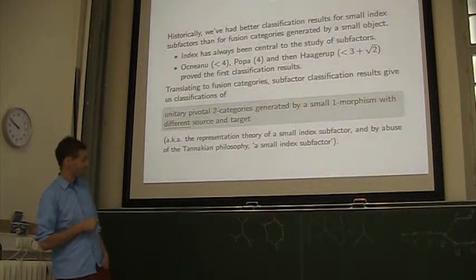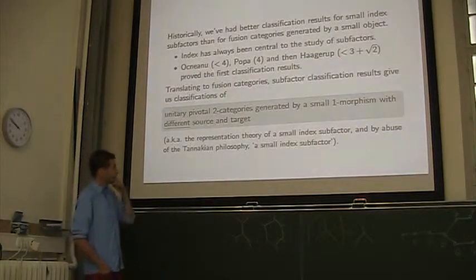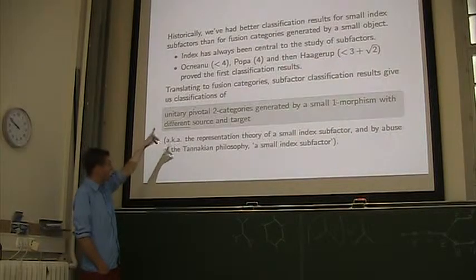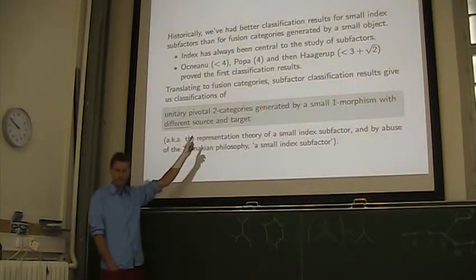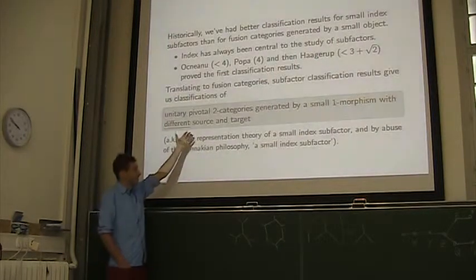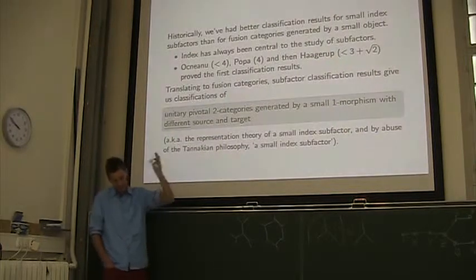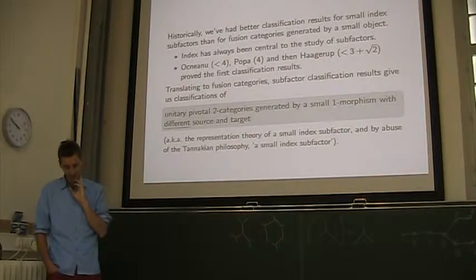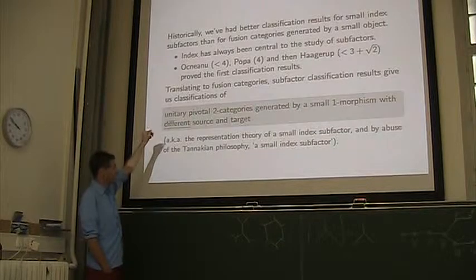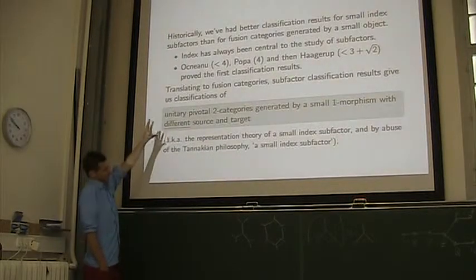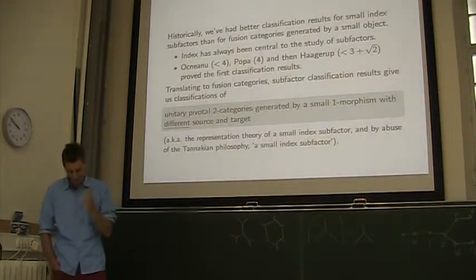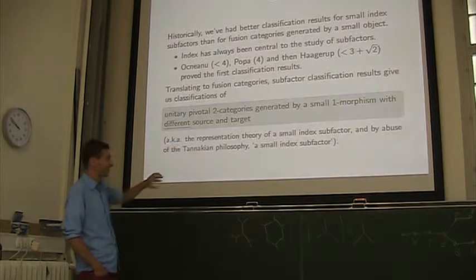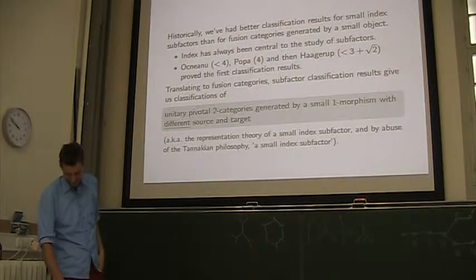So what do classification results for small index subfactors tell us about fusion categories? Well, you can interpret these classification results about subfactors as telling you about unitary pivotal two categories that are generated by a small dimension one morphism, with a different source and target. So this is annoying because for fusion categories we want to care about the case where we've got one morphisms with the same source and target, but subfactor classifications don't directly say anything about that. Now, this gadget, a unitary pivotal two category generated by a one morphism with different source and target, that mouthful is the representation theory of a subfactor, and sort of by total abuse of the Tannakian philosophy, a subfactor. And this category of representations is not a complete invariant of the subfactor, but sometimes we pretend it is.